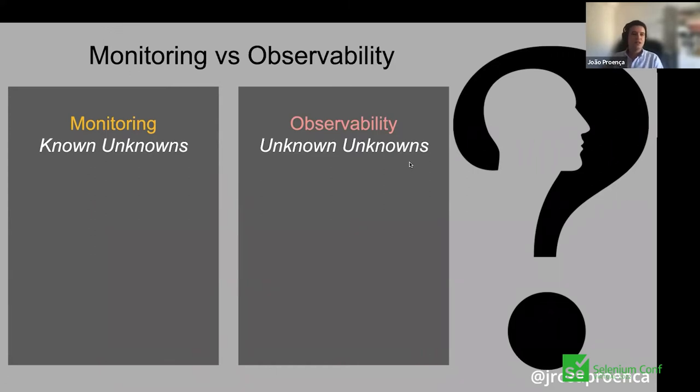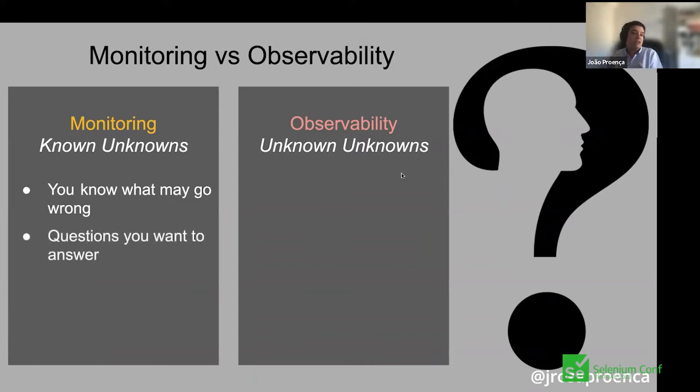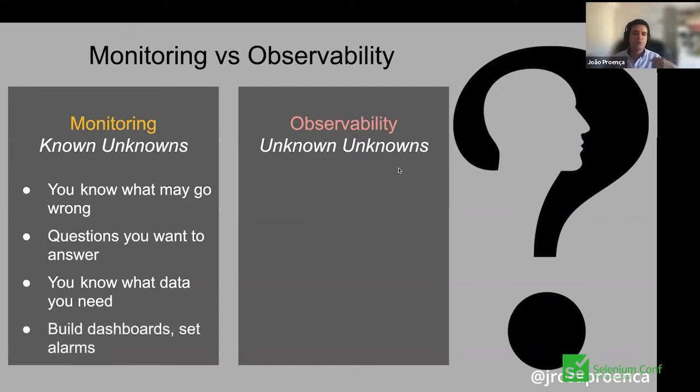What exactly does this mean? With known unknowns on the monitoring side, usually you know something may go wrong. And because of that, there are questions that you know you'll want to answer in the future, and you know that you're going to need data to answer those questions. And so you build dashboards and set alarms around that. So you know that maybe a specific service may go down and you want to have information about that service that's running right now in production. You want to know every second if the service is up or not, and so you have a dashboard that tells you that. But these are the things that you can predict that may go wrong.